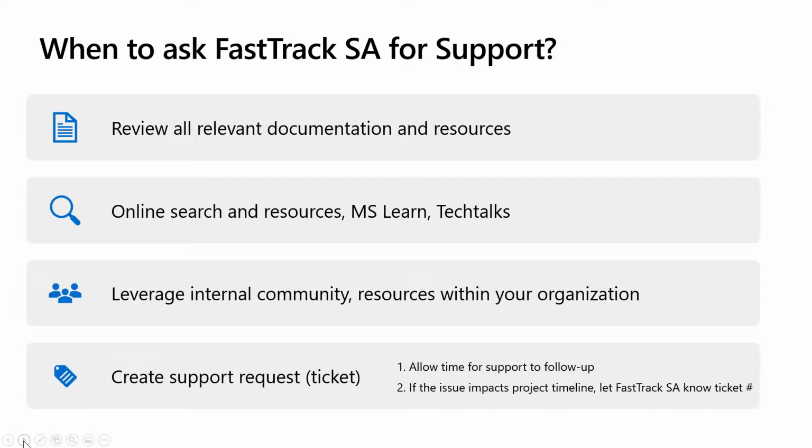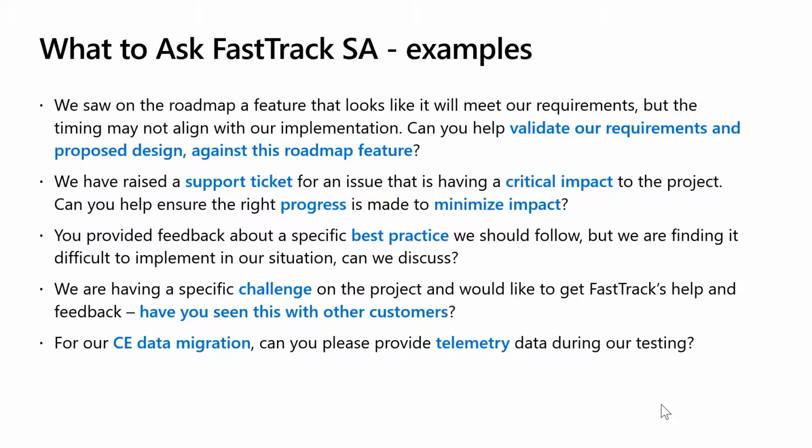When to ask a FastTrack Solution Architect for support. As we talk about the FastTrack engagement model in this session, FastTrack is actually here to review some of the documentation and resources. Here are a few examples of what to ask a FastTrack Solution Architect. We saw on the roadmap a feature that looks like it will meet our requirements, but the timing may not align with our implementation. Can you help validate our requirements and propose a design against this roadmap feature?